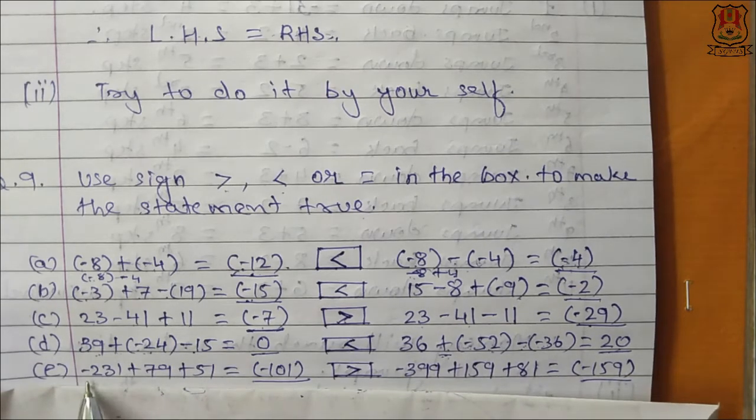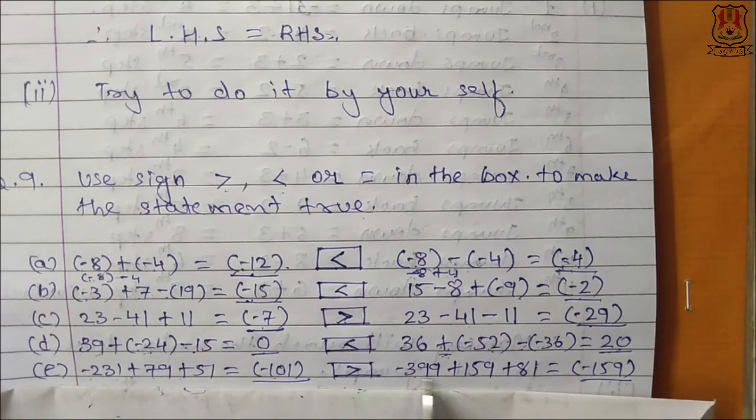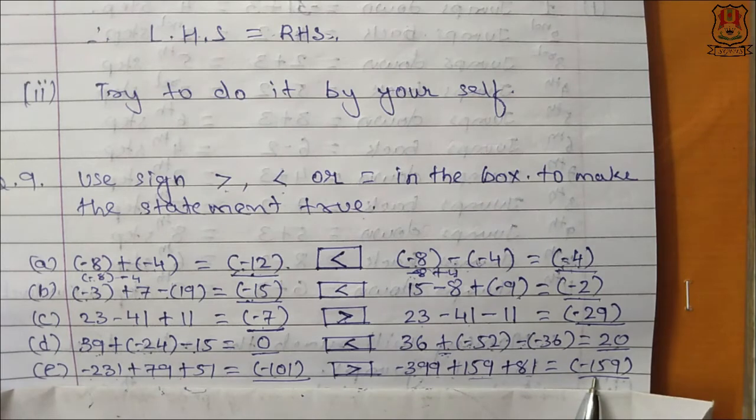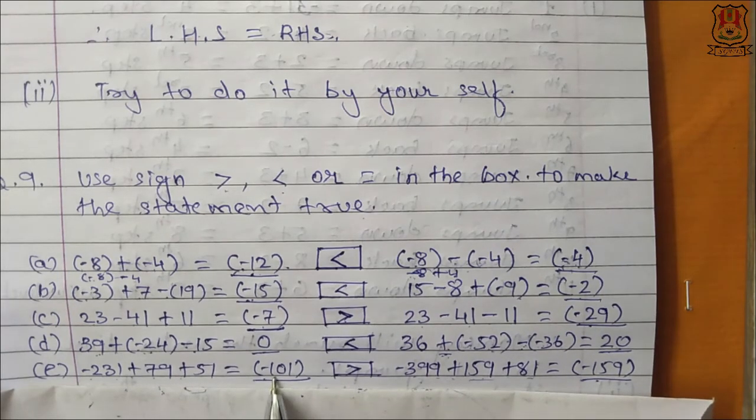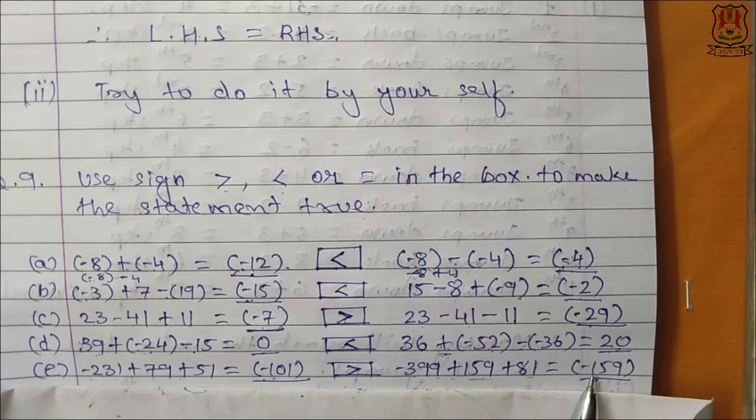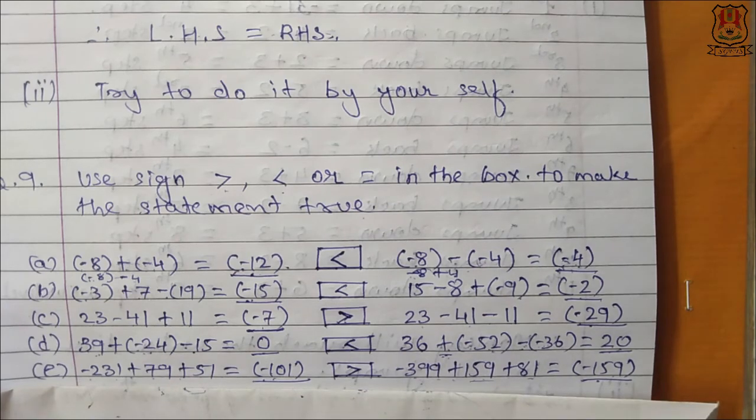Last number, minus 231 plus 79 plus 51. This is minus, this is plus, this is plus. Minus plus will give me the result as minus 101. And here minus 399 plus 159 plus 81. So if you add this and then you subtract this, you are going to get minus 159. And minus 101, this is smaller number which is greater than the minus 159. So minus 101 is greater than minus 159.